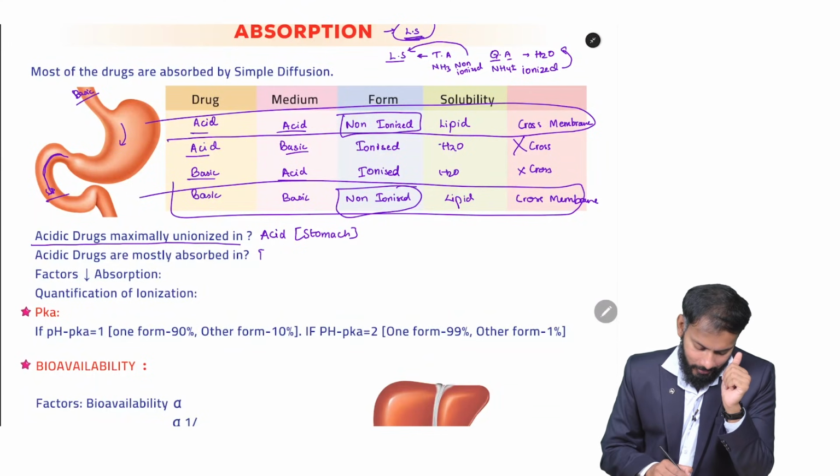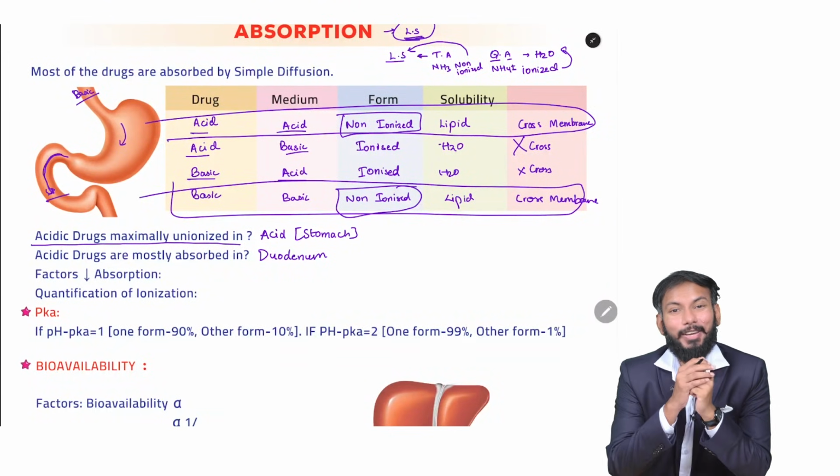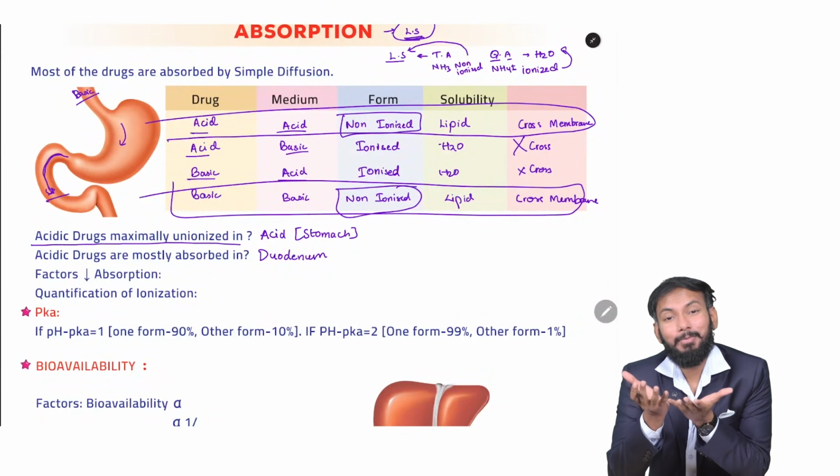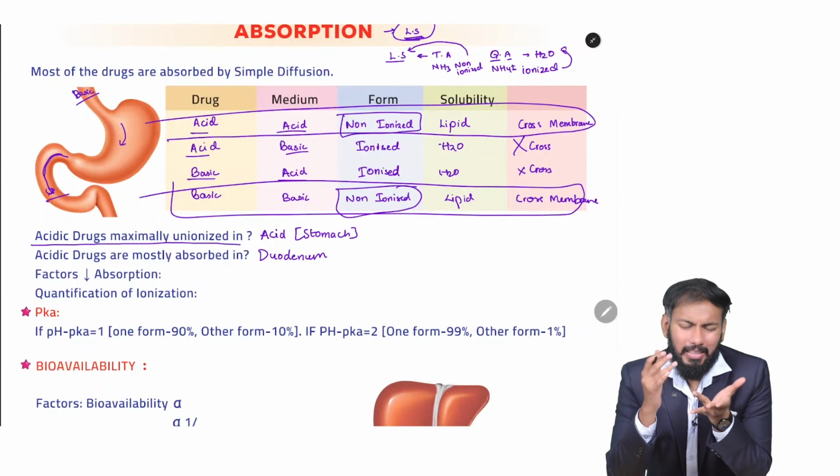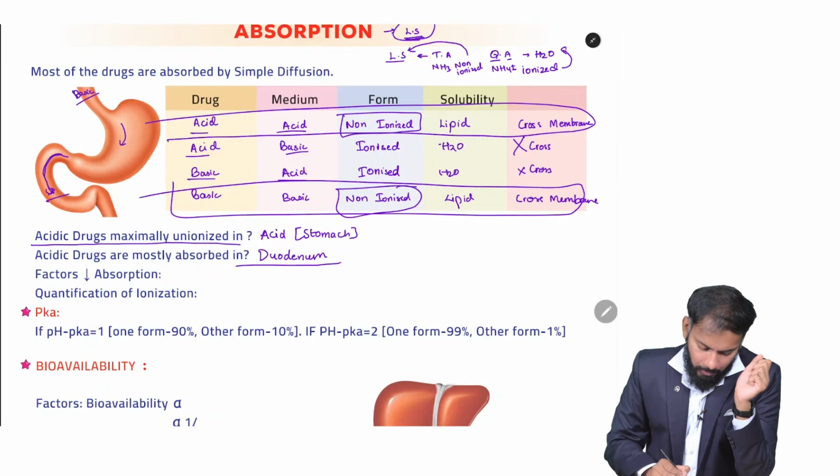No. The answer is duodenum. This is what I told you in the beginning of the class. I told you most of the drugs are absorbed from the duodenum. Doesn't matter. The solubility, the acidity, doesn't matter. It will always be absorbed from duodenum.